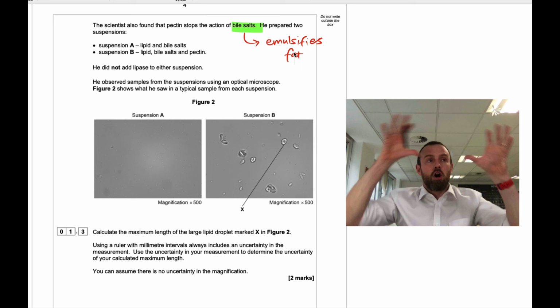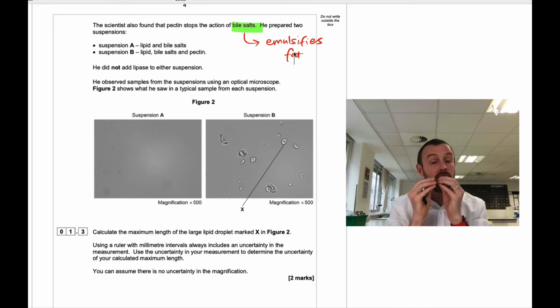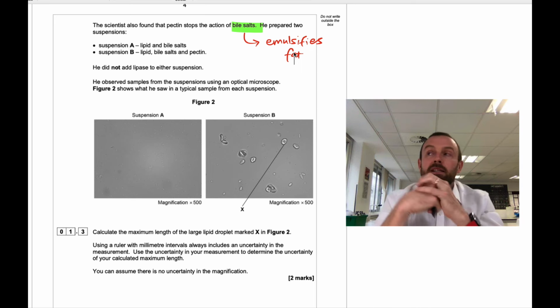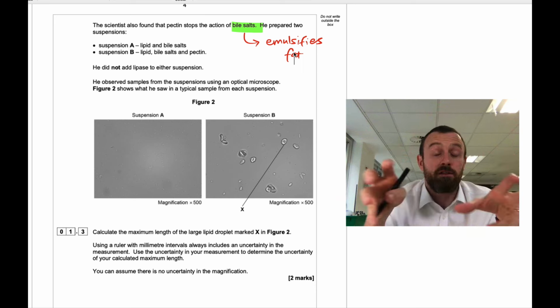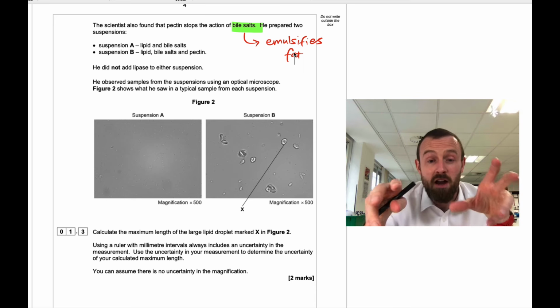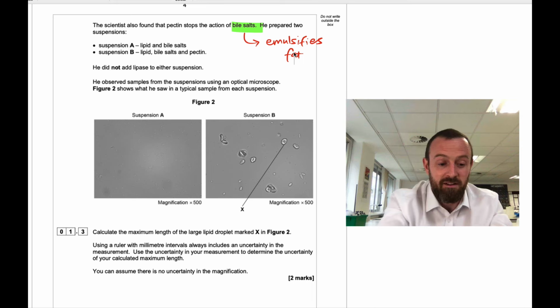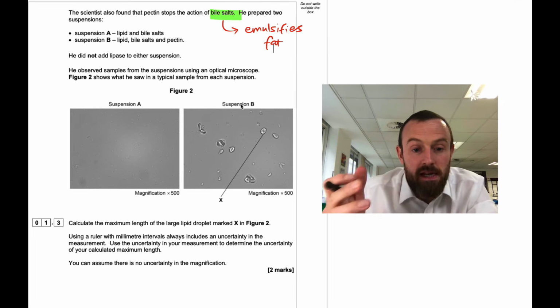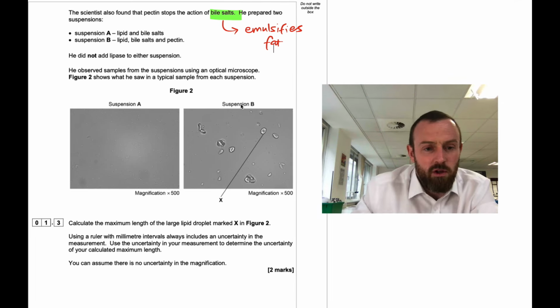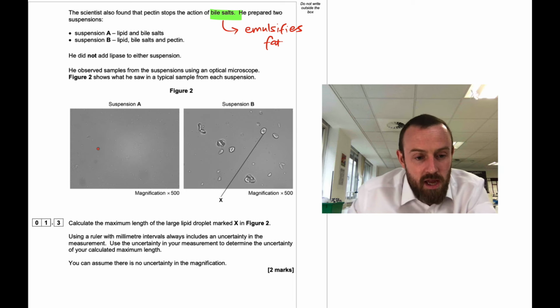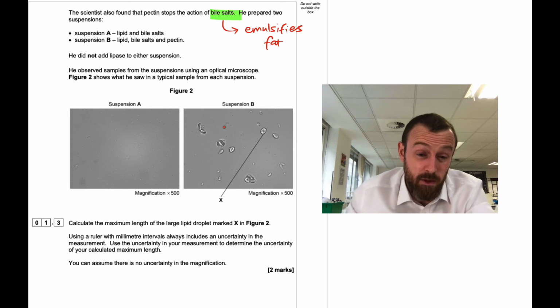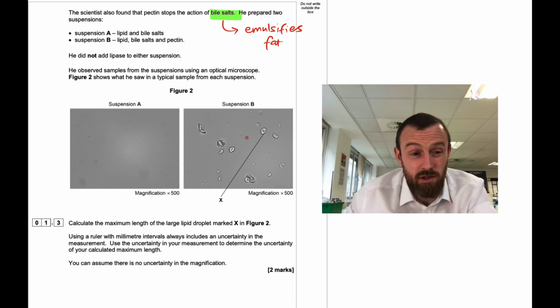Emulsifying means taking larger droplets and breaking them into smaller and smaller droplets. That's helpful because it increases the surface area available for digestion, and we're going to see it potentially in this picture. Okay, so in this picture here, we can already see that we're getting a result that we would expect, because in this picture here, I can't see anything, and in this picture here, I can see droplets.